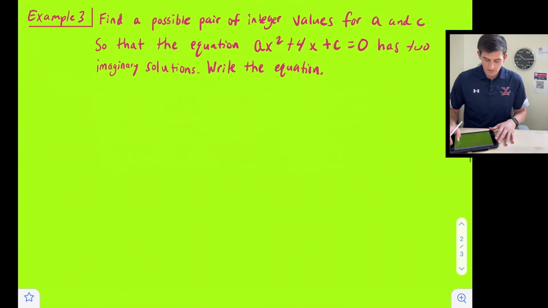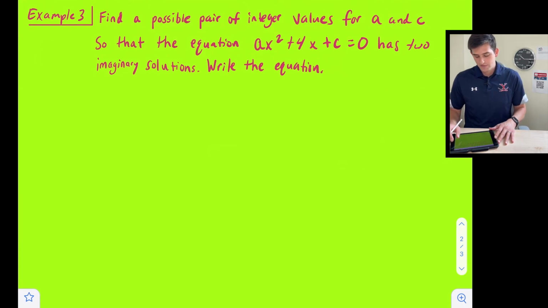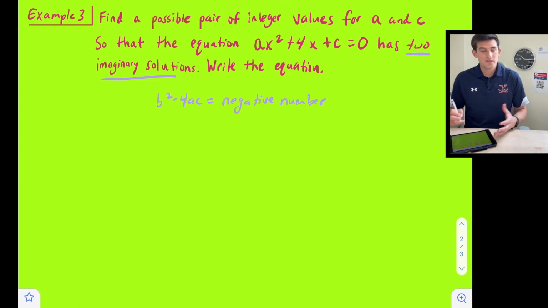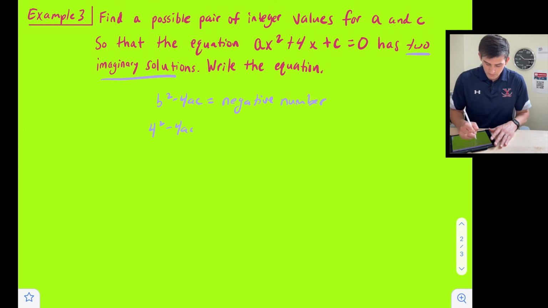All right, our last example. Now we want to find a possible pair of integer values for a and c so that the equation ax squared plus 4x plus c equals 0 has two imaginary solutions. This is going to be very similar to the one we just did. We just need this to now be equal to a negative number. So we have b squared minus 4ac. This just needs to equal a negative number. Once again, we can choose whatever negative number we want so that the operations are easier. We know b is 4, so we have 4 squared minus 4ac equals a negative number. So 16 minus 4ac equals our negative number.